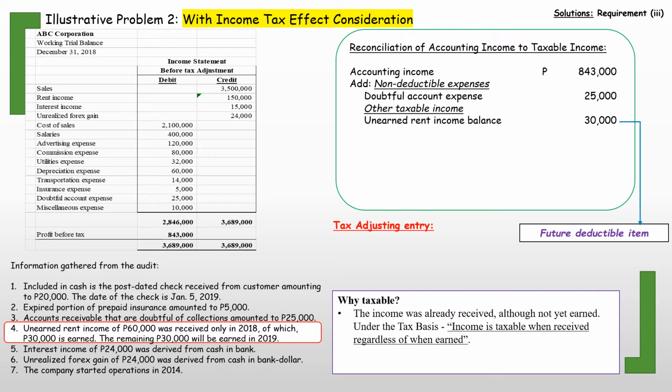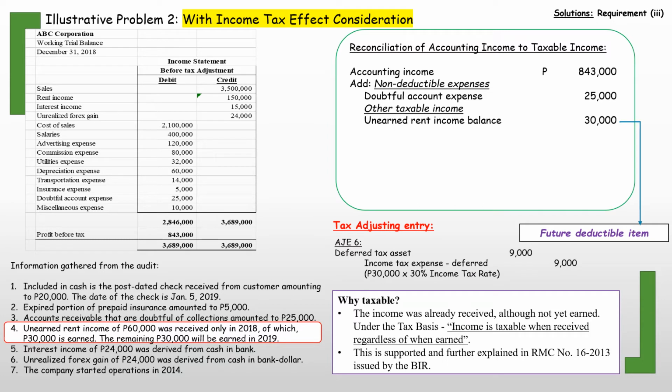Under the tax basis, income is taxable when received regardless of when earned. This is supported and further explained in Revenue Memorandum Circular number 16-2013 issued by the BIR. Since this is a future deductible item, our adjusting entry is debit deferred tax asset, credit income tax expense deferred, 9,000 or the 30% of the 30,000.